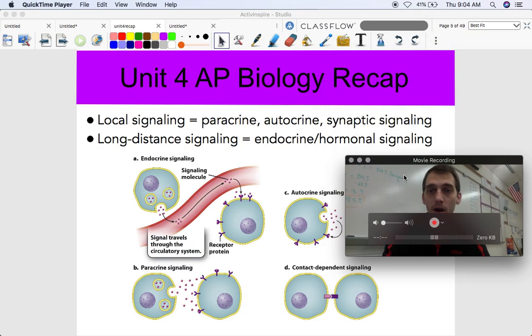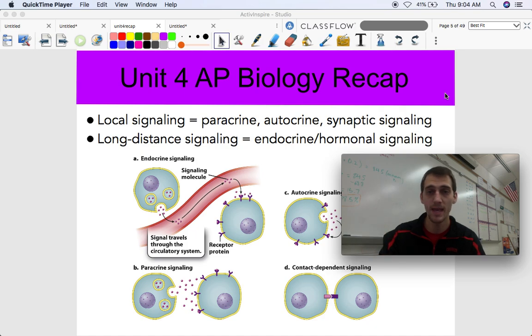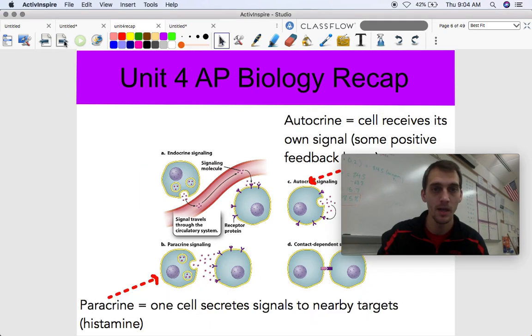Local signaling. All right, we can categorize direct contact as local signaling, but we can also categorize paracrine, autocrine, and synaptic signaling as local. And then hormonal signaling or endocrine signaling is what we call long distance, and there's some pictures here that I'm going to walk through right now.